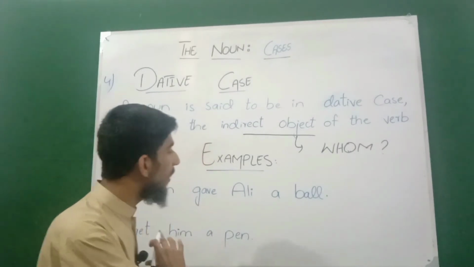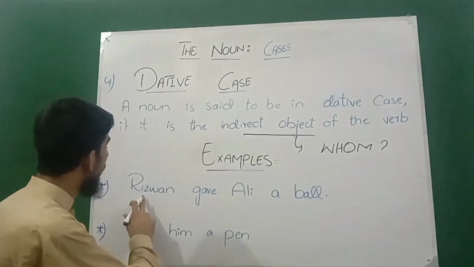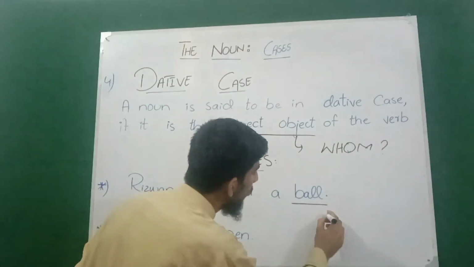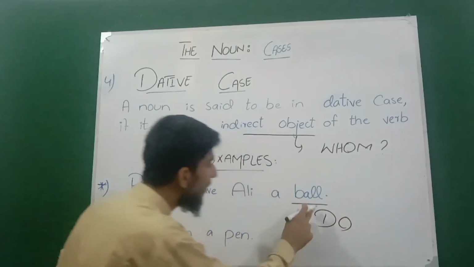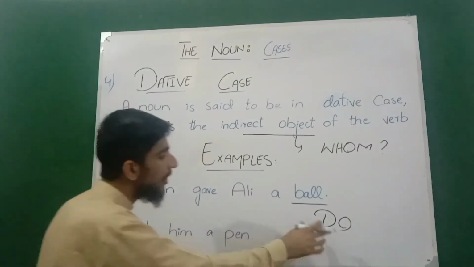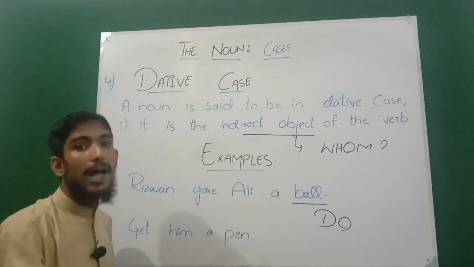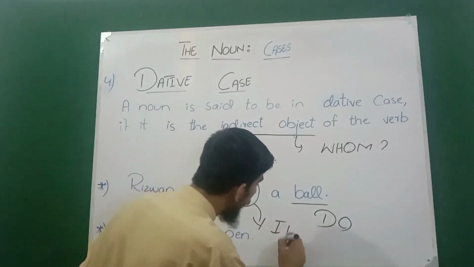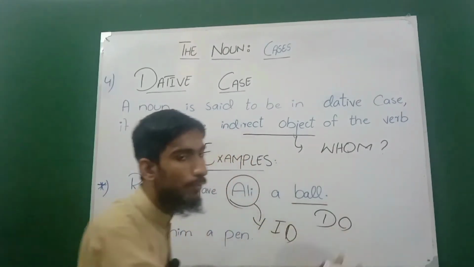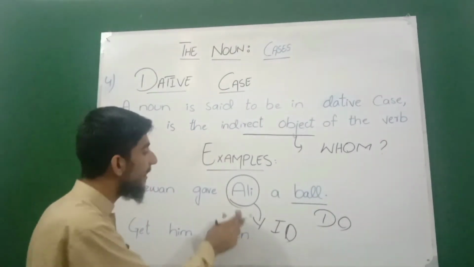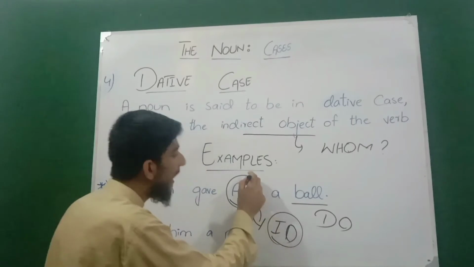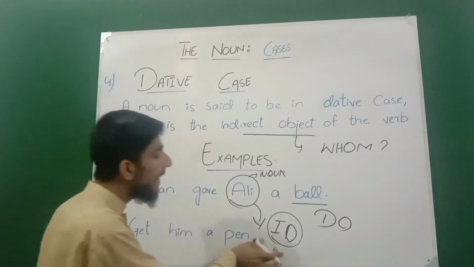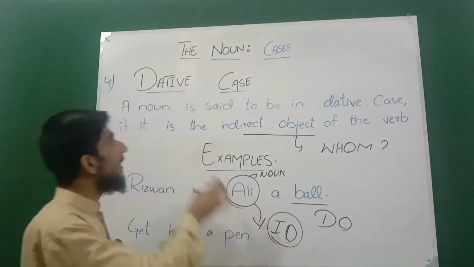Through this example we will learn easily what a dative case is. Remember that Rizwan gave Ali a ball. So Rizwan gave what? The answer is ball. So here ball is the direct object because it is the receiver of an action. But Rizwan gave a ball to whom? Rizwan gave a ball to Ali. So here Ali is the indirect object, because it answers the question whom. Ali is also a noun. So a noun is said to be in the dative case if it is the indirect object of the verb. So Ali here is in the dative case.